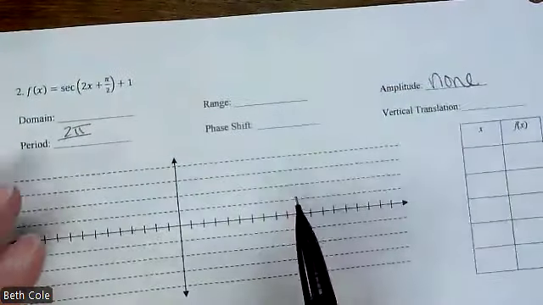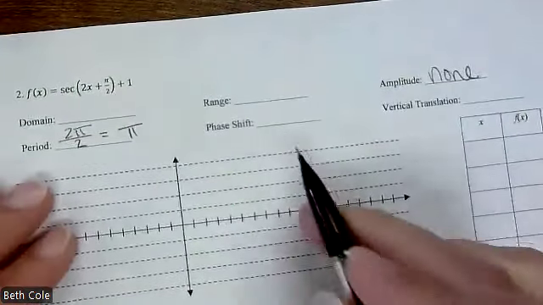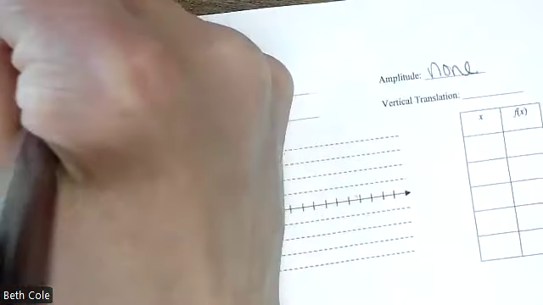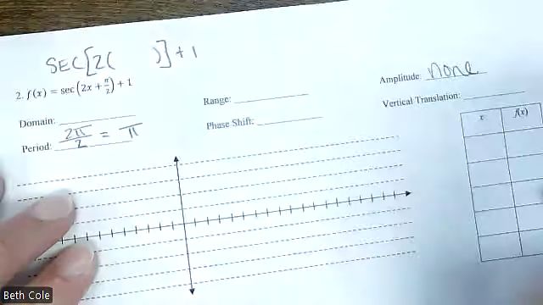Period is 2 pi over what? 2. So again, it came out to just pi. Phase shift, we're going to have to factor for that. So it is going to look like this.